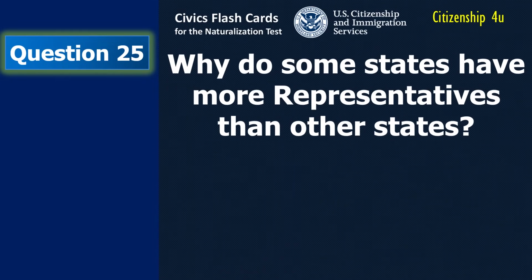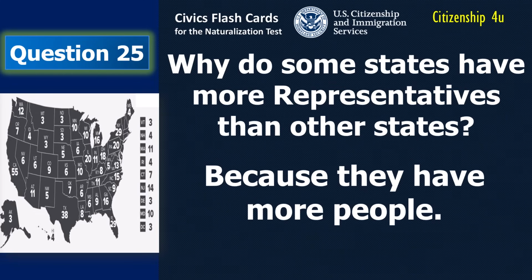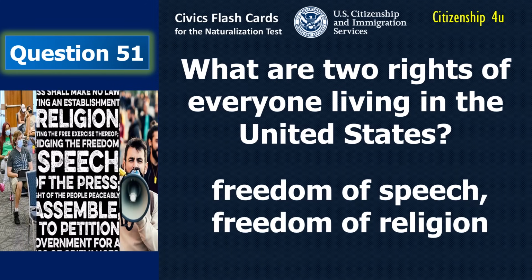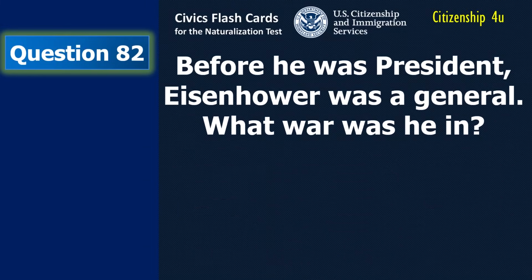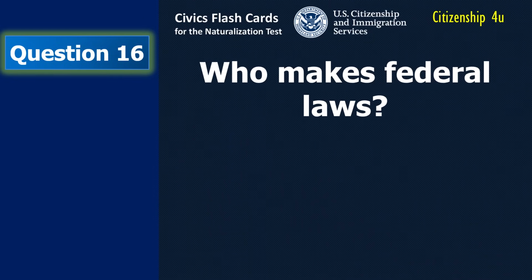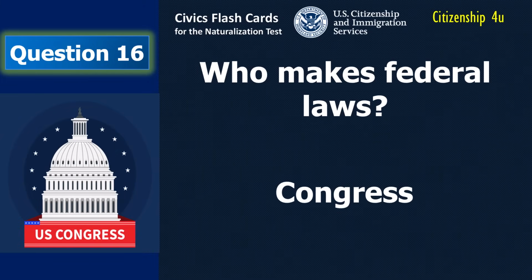Why do some states have more representatives than other states? Because they have more people. What are two rights of everyone living in the United States? Freedom of speech, freedom of religion. Before he was president, Eisenhower was a general. What war was he in? World War II. Who makes federal laws? Congress.